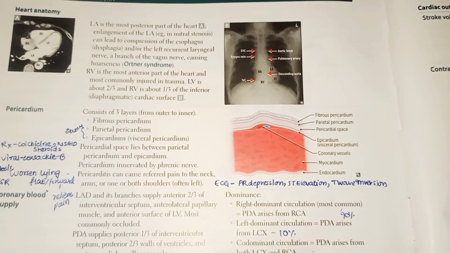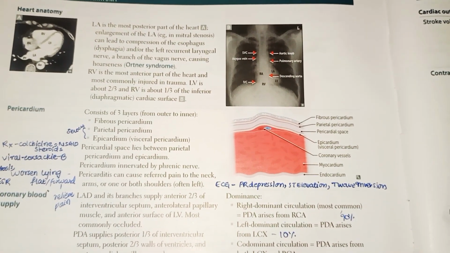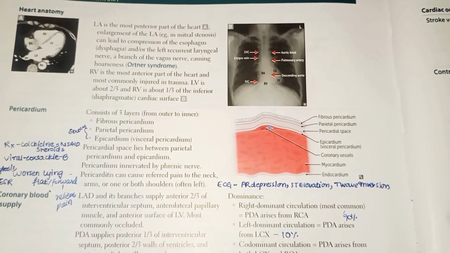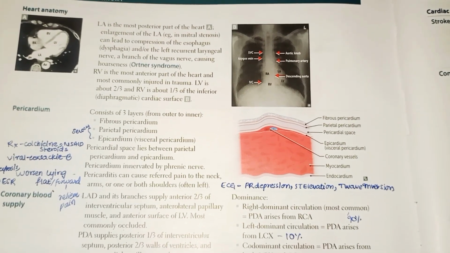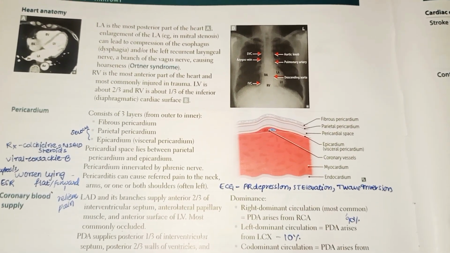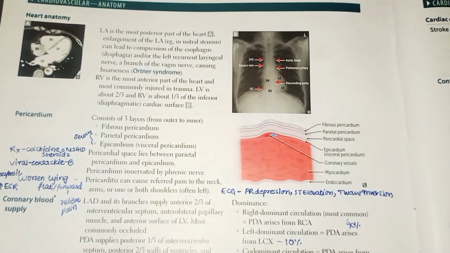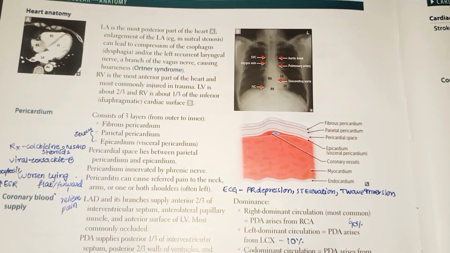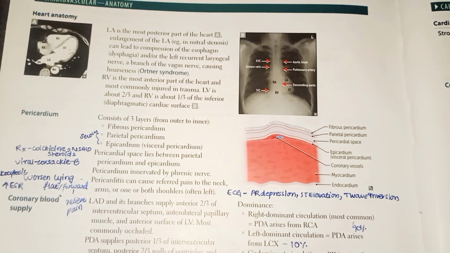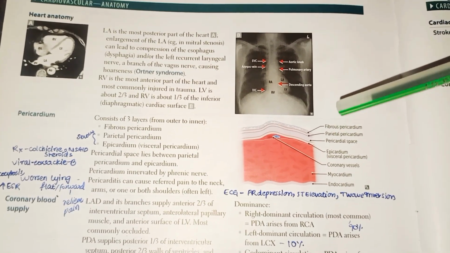One thing we need to remember is that whenever there is pericardium pain, it refers to the left side of our neck, the left side of our arms, and the left side of the shoulder, sometimes even both sides of the shoulder. The pain may get referred, especially because the pericardium is innervated by the phrenic nerve.